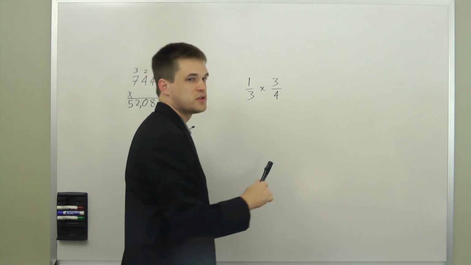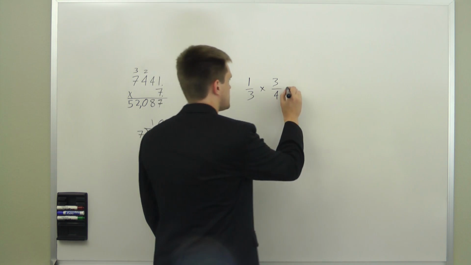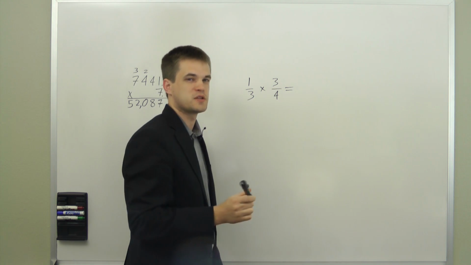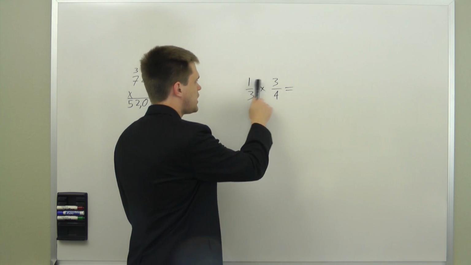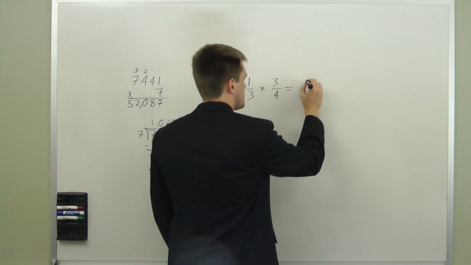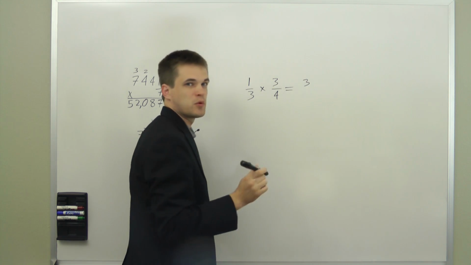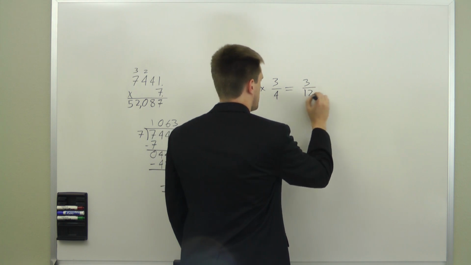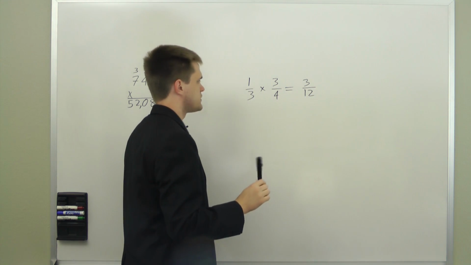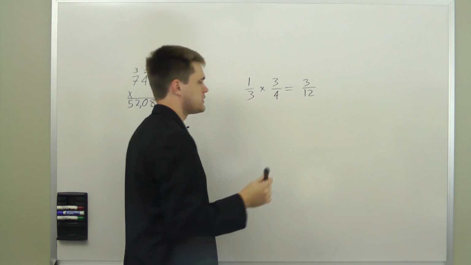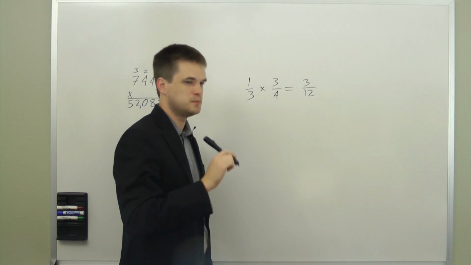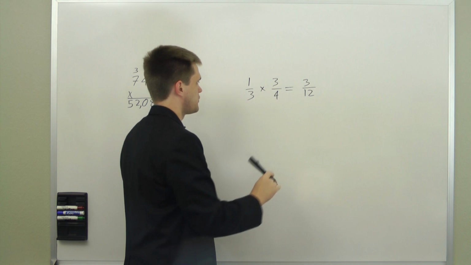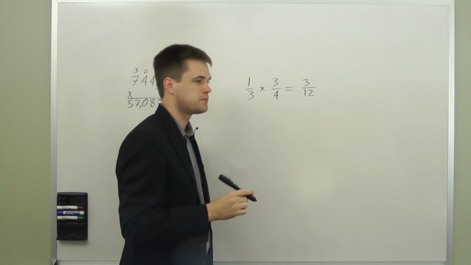Now, all we have to do to multiply fractions, we don't have to worry about common denominator or any of that like we do with addition and subtraction. We just multiply the two numerators. 1 times 3 gives us 3. And then we multiply the two denominators. 3 times 4 gives us 12. And so it's a lot easier in one sense to multiply two fractions than it is to add or subtract. And so that's really all there is to fraction multiplication.